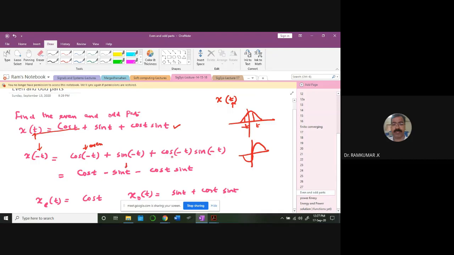So then you multiply these two, cos of minus t, you're going to get this. Now this will be your signal. The even part is cos t, and the odd part is sin t plus cos t. Is it clear? So that's how you have to work out this kind of problems. You may get this kind of problem in the exam. Okay, so think carefully. Any doubt on this?